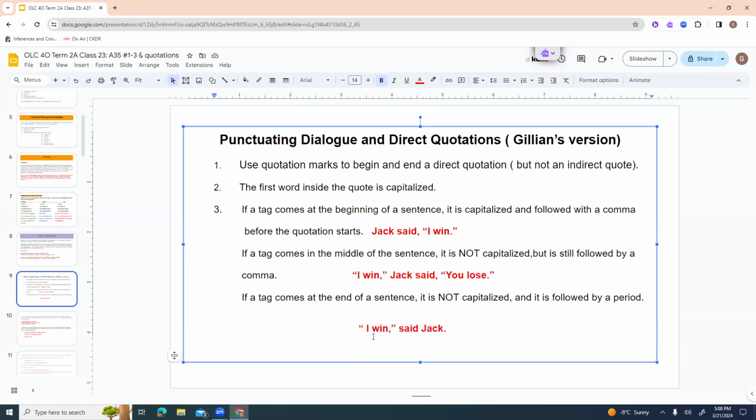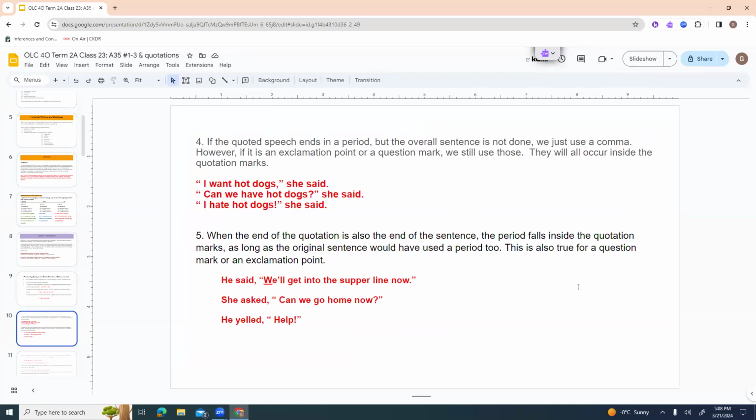And you can see, this is the one thing, well, we'll talk about it in a second. Hang on. If the quoted speech ends in a period, but the whole sentence isn't done, we just use a comma. So like the example here, I want hot dogs, comma. If you were just saying that without the tag, you'd put a period right there because the sentence is finished. But because the sentence is still finishing, they don't want to have a period here and then a period here, because then it looks like she said is a sentence all by itself. It's kind of confusing. So they substitute a comma there instead of a period.